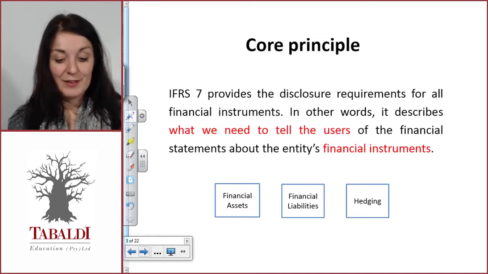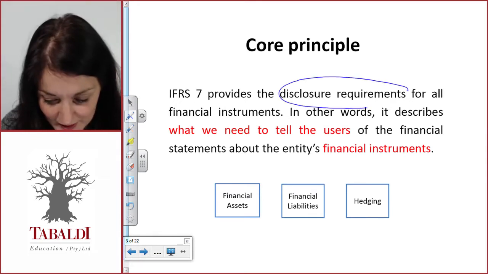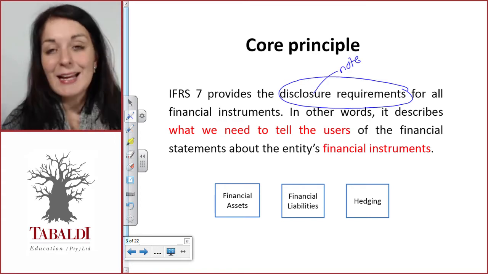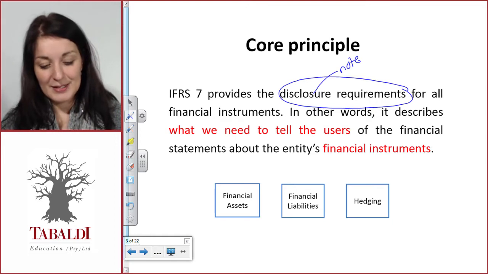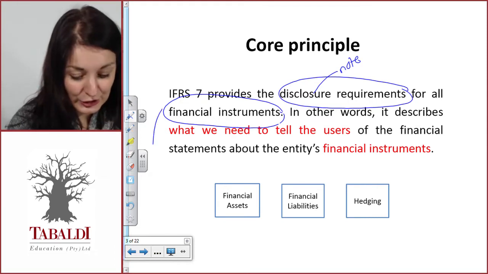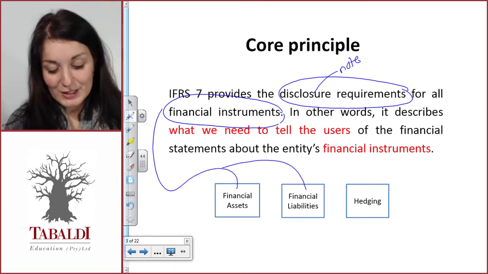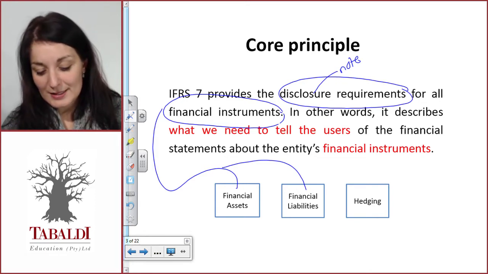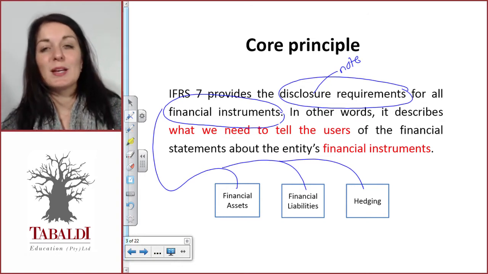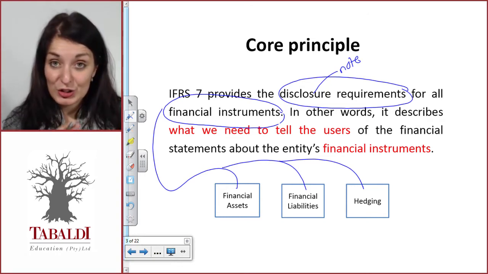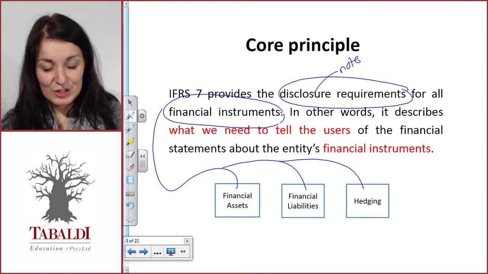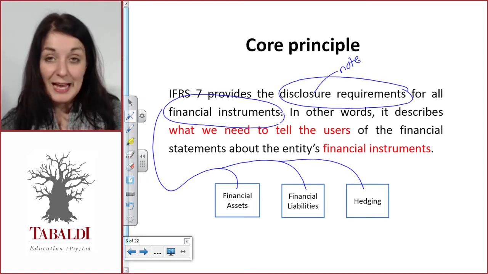Now, IFRS 7 provides disclosure requirements, and when I talk about disclosure requirements, I refer to what we need to tell the users in the notes to the financial statements regarding financial instruments. Financial instruments include our financial assets, our financial liabilities, and those instruments that we use for hedging purposes. So it's all our financial instruments, as discussed in IAS 32 and also in IFRS 9. This brings everything together for reporting purposes and disclosure purposes.